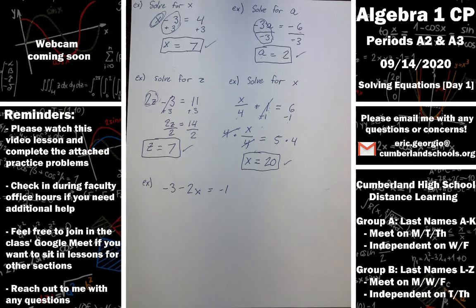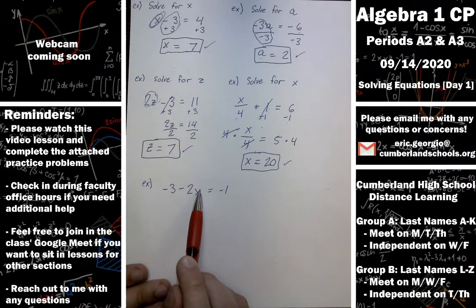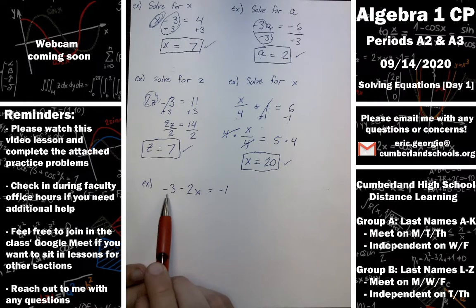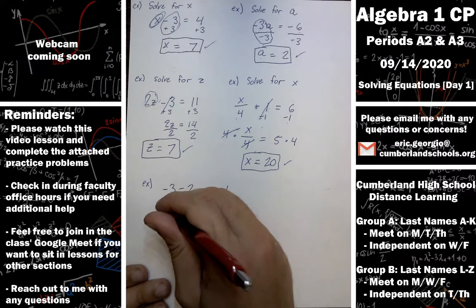Well, how would I solve this? Again, I would love to attack this x right here, right? But right now, I can't get to that because there's this negative 3 lingering on the outside over here, on the left side. I don't want to do negative 3 minus 2x. I want just x. So first I'm going to get rid of the negative 3.